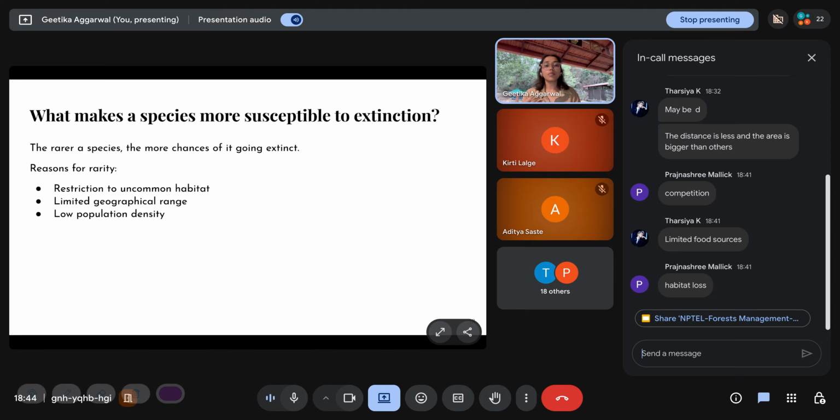And because they're in direct competition with humans, who can take over much of the area, that leads to another reason which can cause their extinction. So the more rare a species is, the more chances of it going extinct. And reasons for rarity can be that it lives in an uncommon habitat and not anywhere else, it has a limited geographical range, or it has a very low population density.